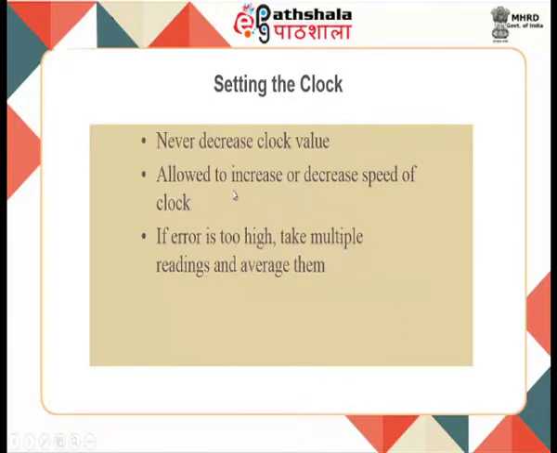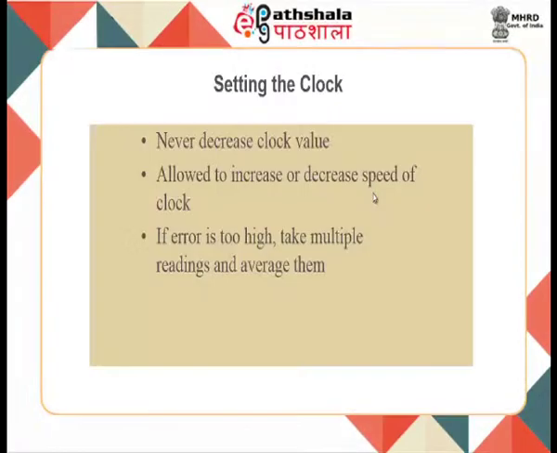So, therefore, we are allowed to increase or decrease the speed of the clock. By increasing the speed of the clock, we can make the clock go faster than it was. By reducing the speed of the clock, we can make the clock go slower than what it was going. So, in case our clock was running ahead of time, we can slow it down by adjusting the speed. Similarly, if it is running slower, then we could make it go faster by adjusting the speed.